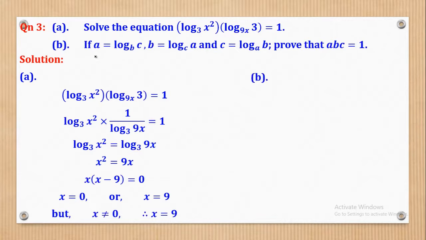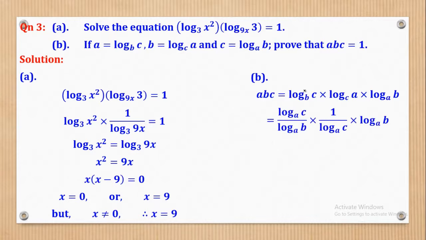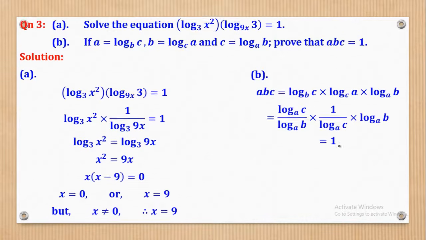That was part A. Part B, they wanted to show, to prove that if this and that, prove that ABC is equal to 1. So ABC, first of all, this A is that, you're going to come and substitute. So A is that, B is that, and C is that. Now when I convert all to base A, converting this to base A gives you this log base A of C divided by log base A of B. And this one to base A, the good thing the A is already here, so just get the reciprocal and become 1 over log base A of C. And this one is already in base A, so just leave it as that. Then next is to realize that this cancels with this, and this cancels with this, so you remain with only 1.